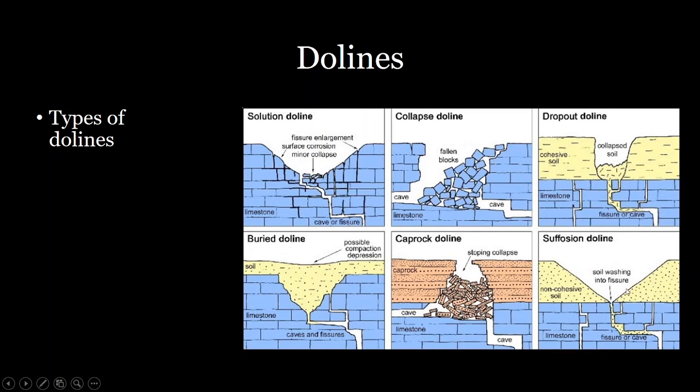And then lastly, we have suffusion dolines. That's similar to what was discussed in the previous video, where you have that pipe leak. It's when you have a soil layer on top of limestone, and that limestone has a fissure or a cave in it, and the flow of water allows that soil to enter that cave and form a depression. So that's the suffusion doline.